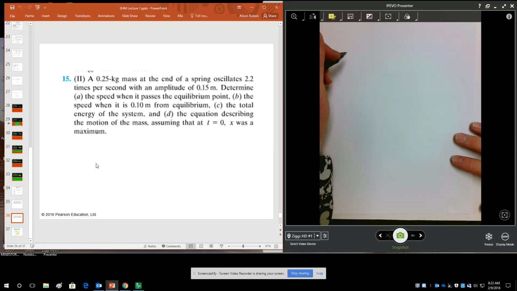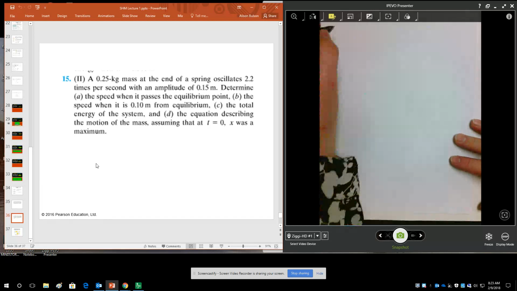Let's look at number 15 for an example now. So we have a 0.25 kilogram mass at the end of a spring oscillating 2.2 times per second with an amplitude of 0.15 meters. I like that we have a lot of information. We need to determine the speed when it passes the equilibrium point, and then the speed when it's 0.1 meters from equilibrium, and then the total energy of the system, and then the equation describing the motion of the mass, assuming that at t equals 0, x was a max.